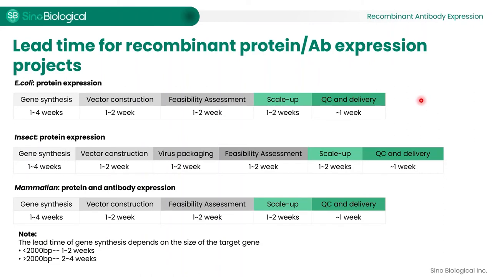I think lead time is the point that our customers might be interested in. Normally, we start from gene synthesis through quality control to deliver the final product to our clients. This is basically the timeline for the expression of the protein in different systems. Recombinant production using E. coli usually takes about 6 to 8 weeks. Insect cell expression system usually takes a little bit longer, about 10 weeks, because it has to undergo a virus packaging process. For antibody or protein expression in mammalian cells, it also takes about 6 to 8 weeks to complete.